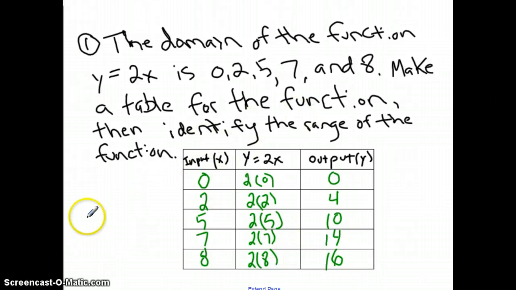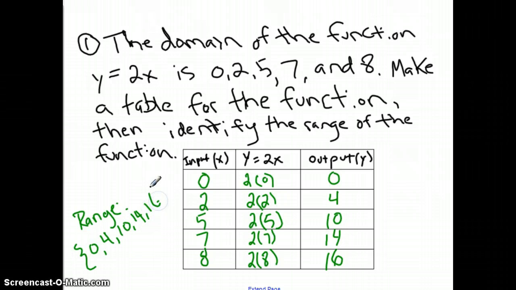Now I want to identify the range. Well, the range is just all of the outputs or the y values. So we're going to express that as a set of numbers, and all these right here are our outputs or our y values, and that's going to be our range. So we've got 0, 4, 10, 14, and 16. Okay, so that's our range. So we've taken care of everything in that problem.